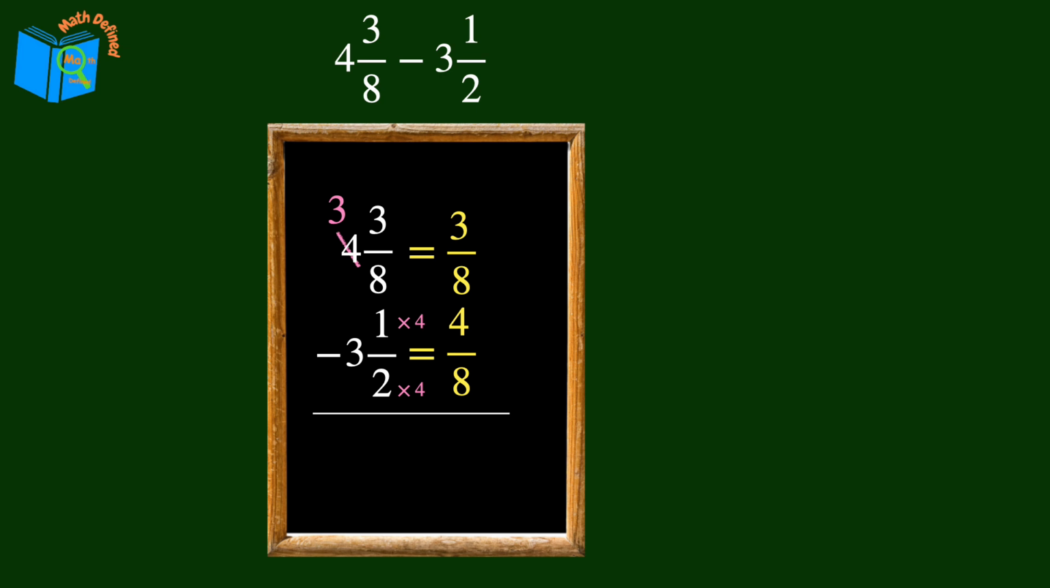Okay, the shortcut. The shortcut is to add the denominator 8 to the numerator 3, and 8 plus 3 is 11. Now we can subtract. 11 minus 4 is 7, and we keep the denominator 8. Next, we move on to the whole numbers, and 3 minus 3 is 0. Now looking at the fraction 7/8, we see that we can't reduce it, so we are done.